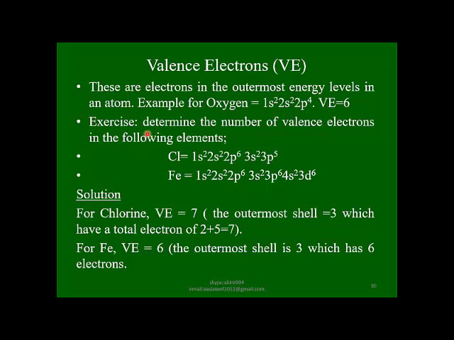So exercise now. Determine the number of valence electrons in the following elements. Chlorine, this is the electron configuration for chlorine, this is for iron. So now, considering chlorine, we have 3s and 3p.